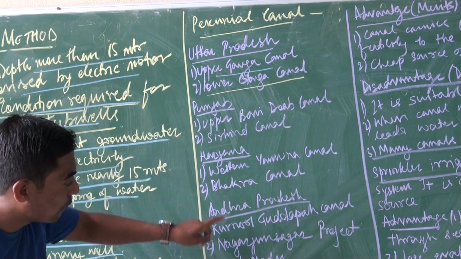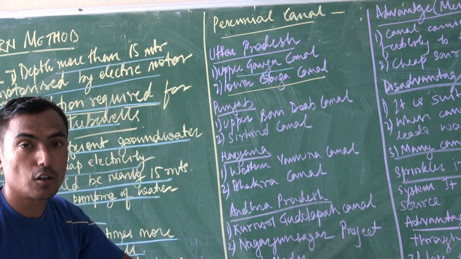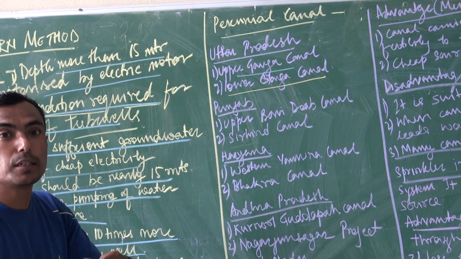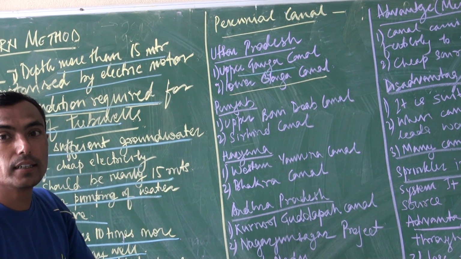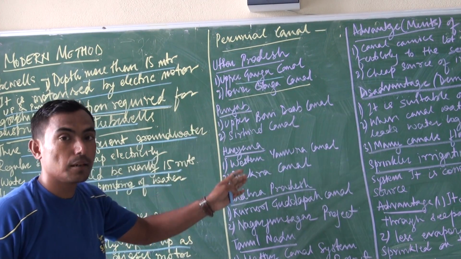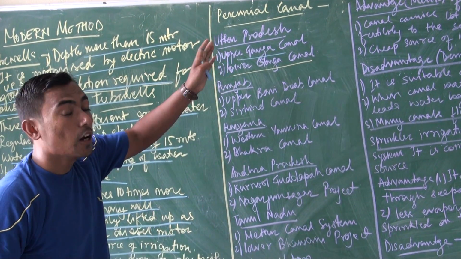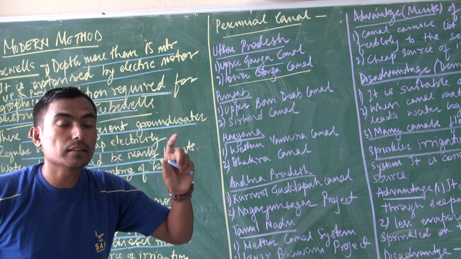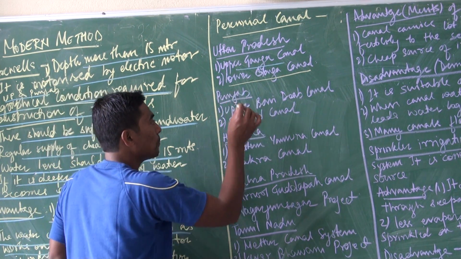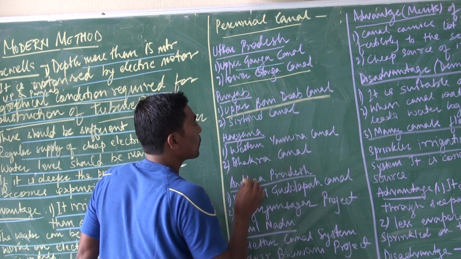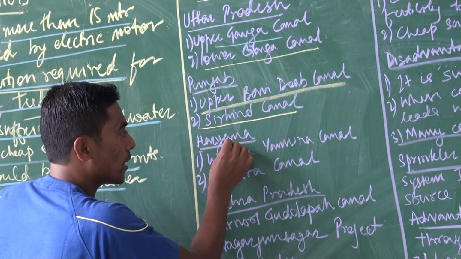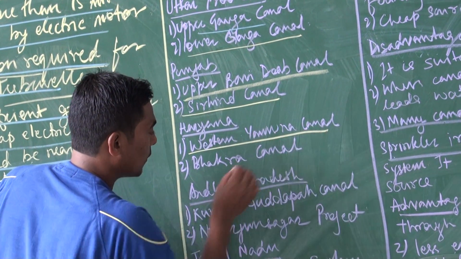And whatever I have written here is based on the latest syllabus, because the syllabus has been a bit modified because of COVID-19. So because of the changes in the syllabus, I have just given you the important ones, especially of each state where those canals are important. Punjab, Upper Bari Doab Canal. Second one, Sirhind Canal. Haryana, Western Yamuna Canal.